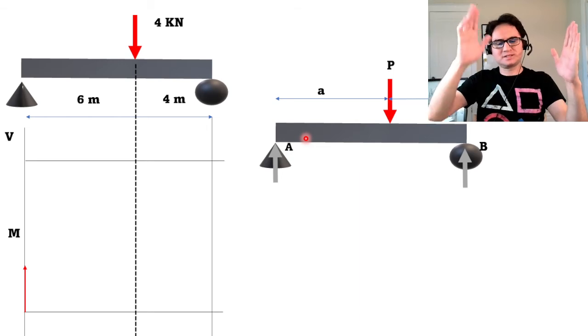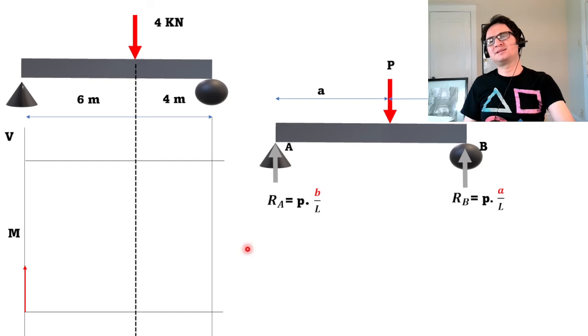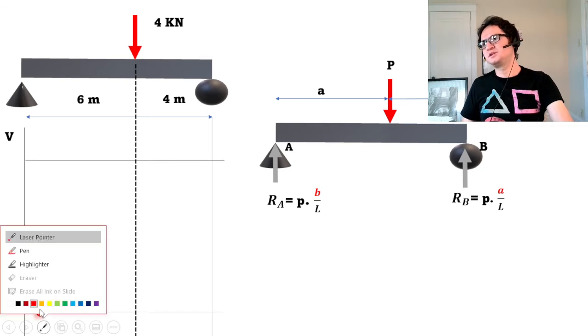So that's the concept. So let's see how the forces are distributed among the supports. One can say R_A is P times b over L, the other half. So let's put it this way.